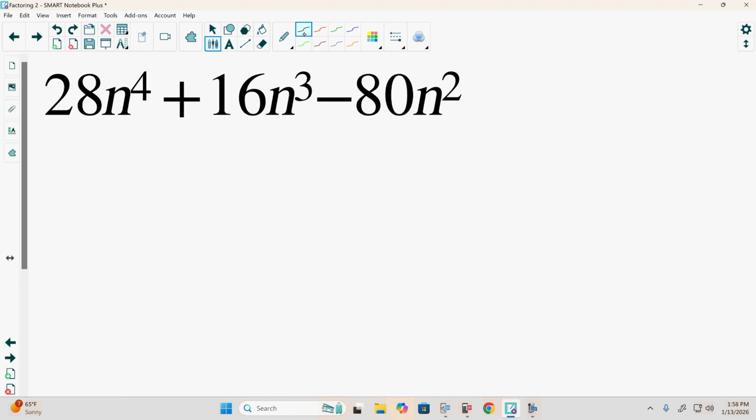So, all right, guys, let's look at this one here. 28n to the fourth plus 16n cubed minus 80n squared. Now, the first thing we want to see is, is there a greatest common factor amongst these three terms? So 2 does go into all three, yes. So 2 does. Now we need to see if 4 does also.